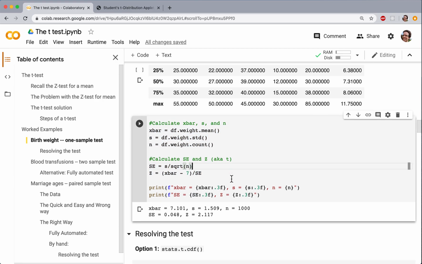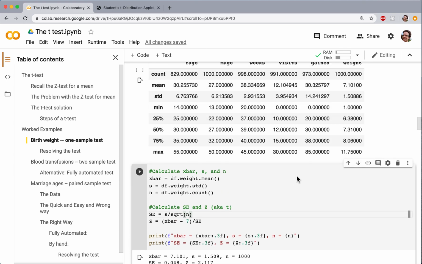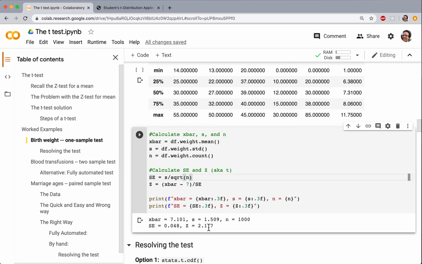Then these lines are kind of fancy, but they're just printing out all the information we've got so far. X bar is 7.1 as we measured here. We've got s, we've got n, we've got a standard error, and we've got a z-score. And a z-score of 2.117 looks pretty good, right? A significant z-score is up in the range of 2 or higher. So this looks pretty good. It looks like we might have a statistically significant result.